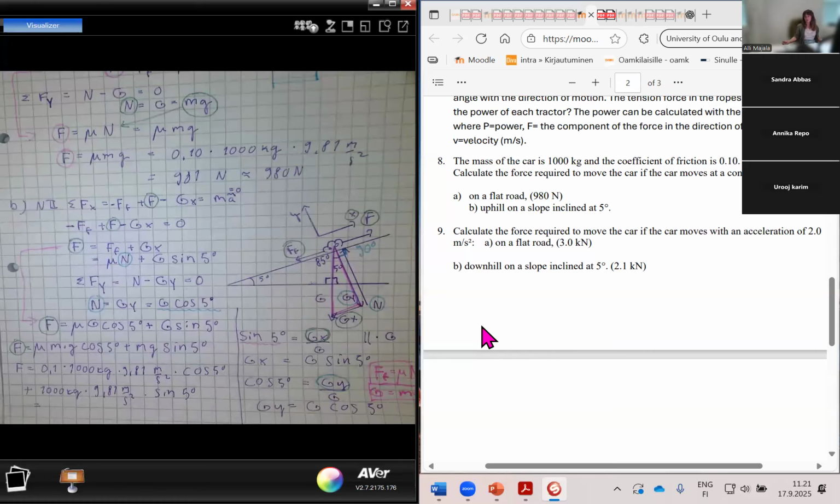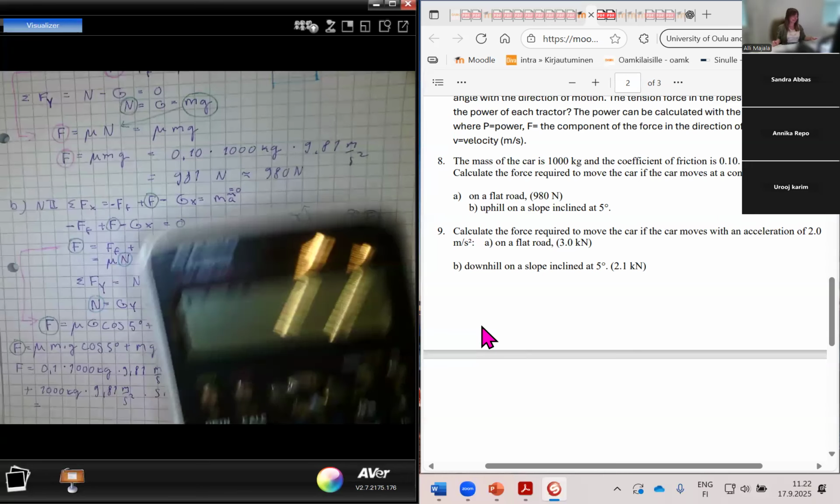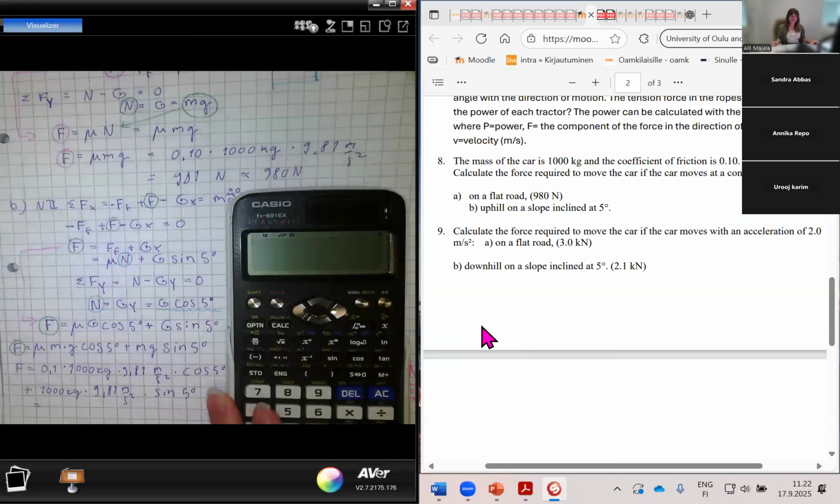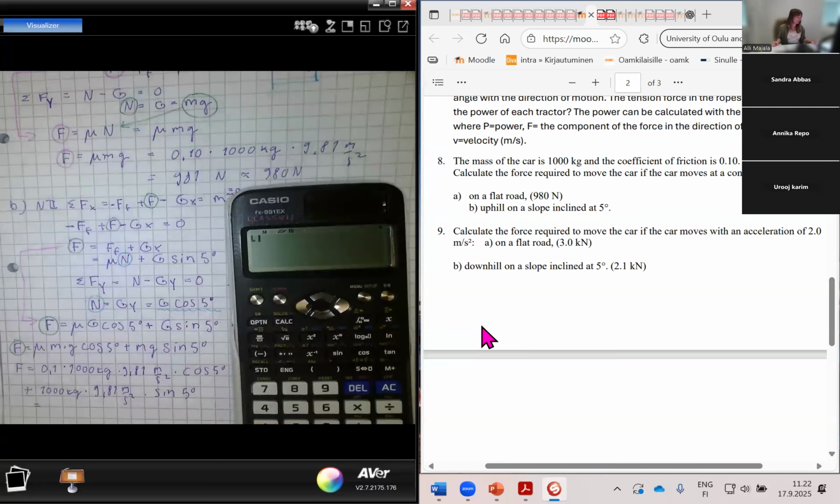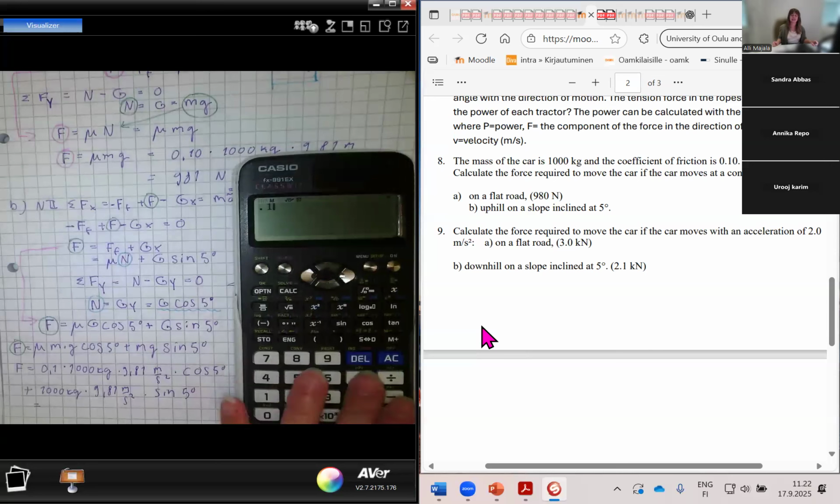Now I can put this all into my calculator. Maybe we don't do this kind of calculation in the exam. It's a bonus. This is just one kind of side path where you can use this right angle triangle.